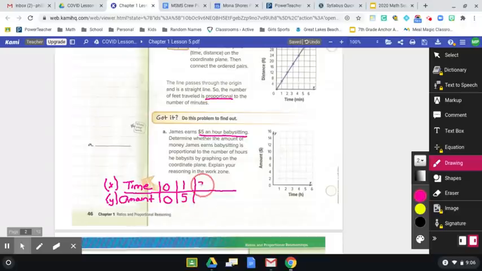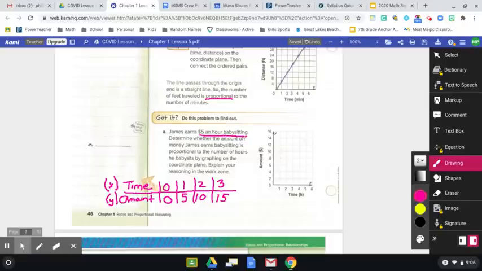Let's try 2 hours next. So if James works 2 hours, he's making $10. And we'll do one more. At 3 hours, 3 times 5, James is making $15. So here's our table that we're going to use. And we created this based on understanding that it's $5 an hour babysitting.